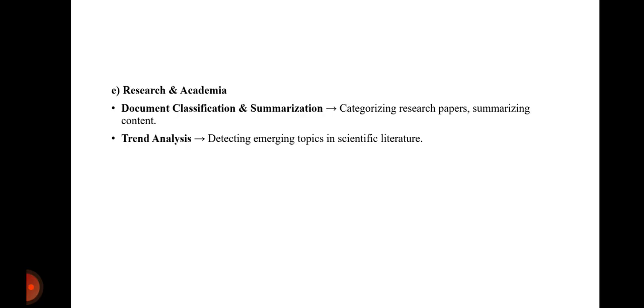And also in research and academia, categorizing research papers and summarizing the content is document classification and summarization. Whereas detecting emerging topics in scientific literature is trend analysis.